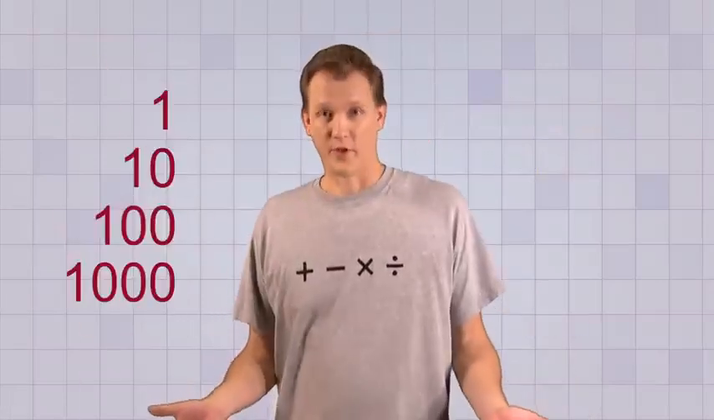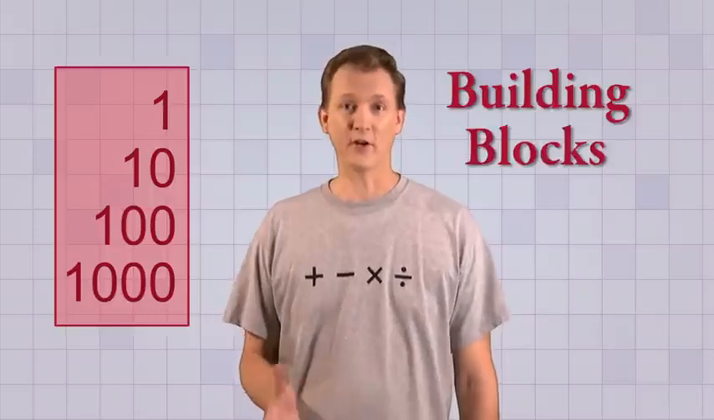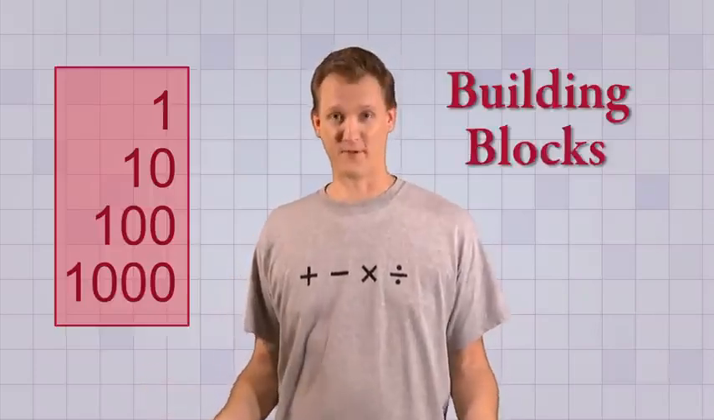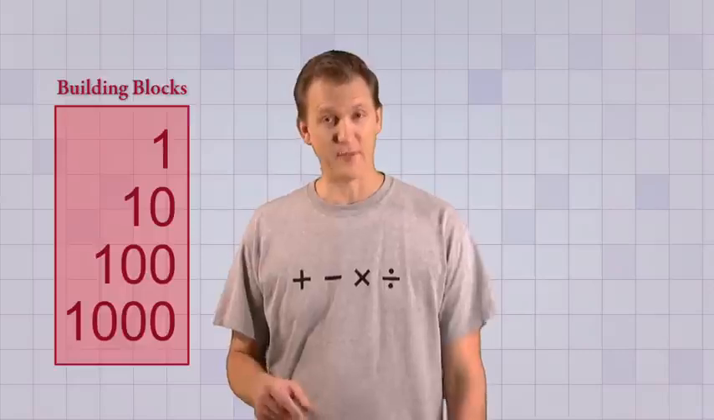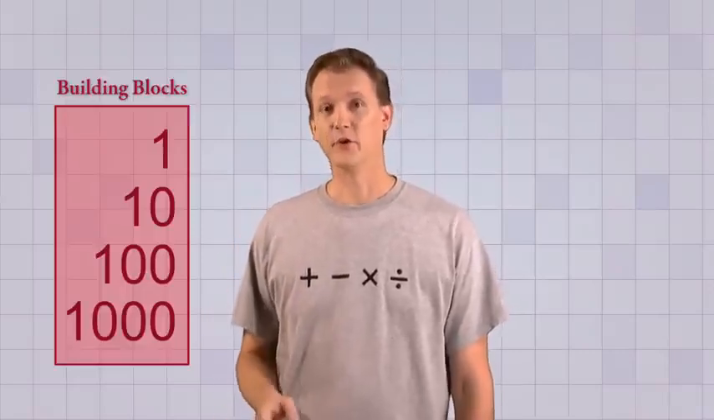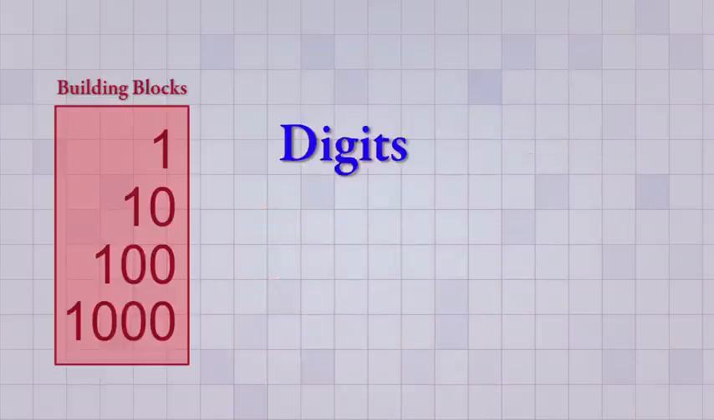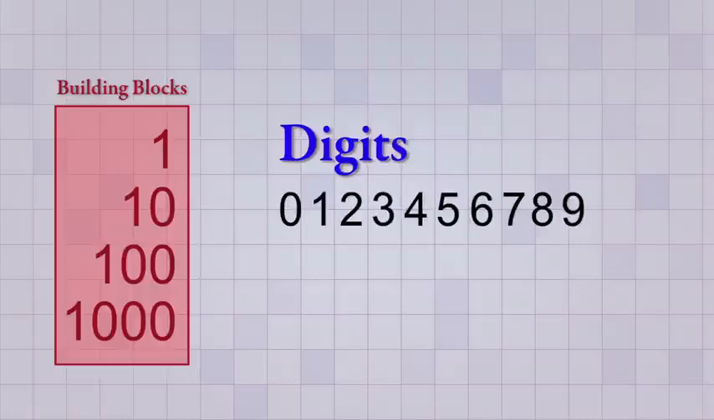So what am I going to do with all these powers of 10? Well, like I said, they're the building blocks of our counting system. So I'm going to count with them. But before I do that, I should mention 2 more things that our number system needs besides these building blocks. And those 2 things are digits and number places. Digits are just the 10 different symbols we use for counting. You know, 0, 1, 2, 3, 4, 5, 6, 7, 8, and 9.